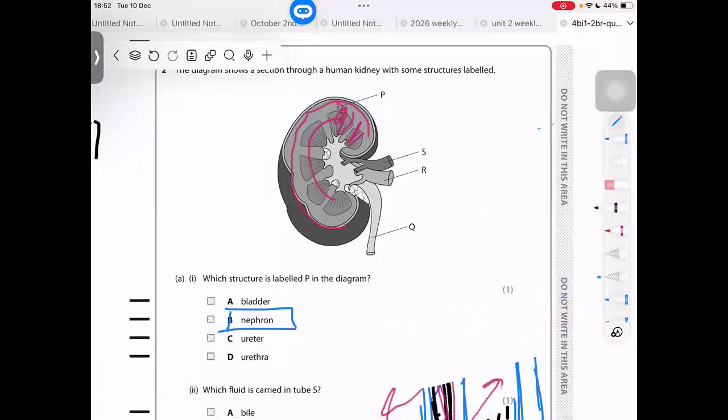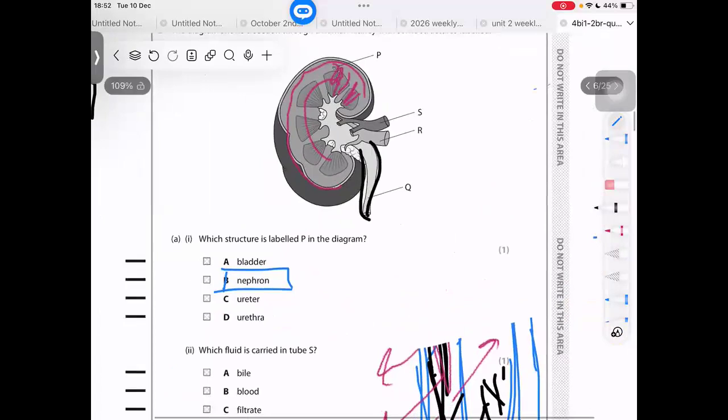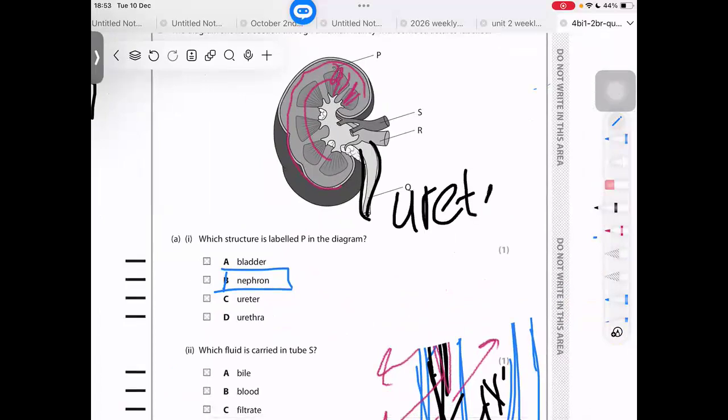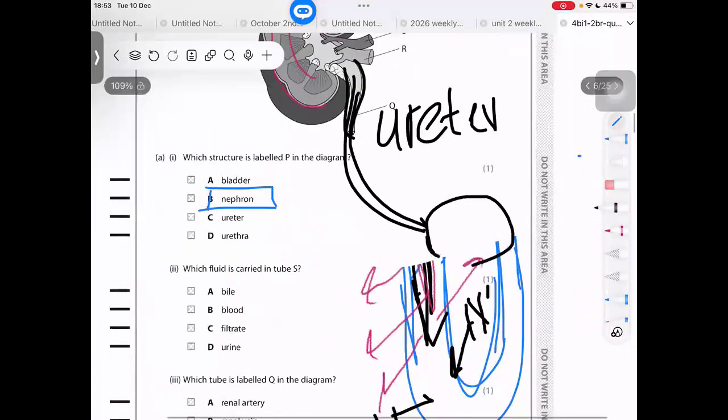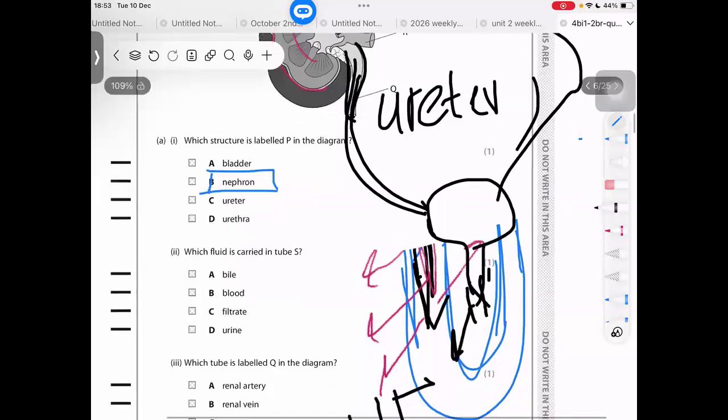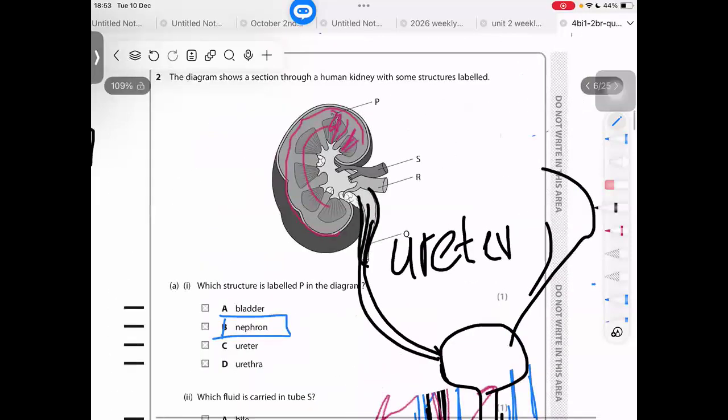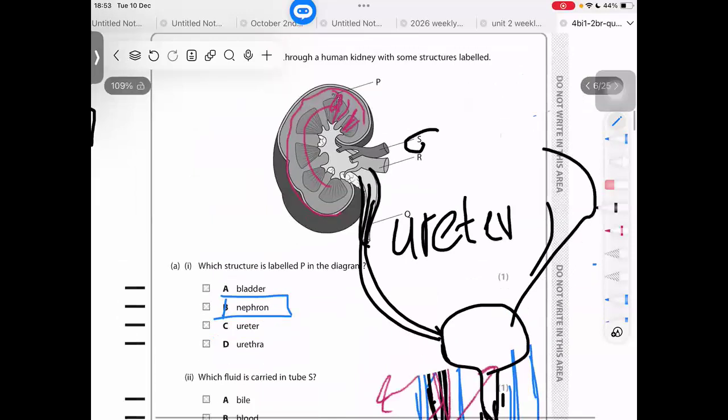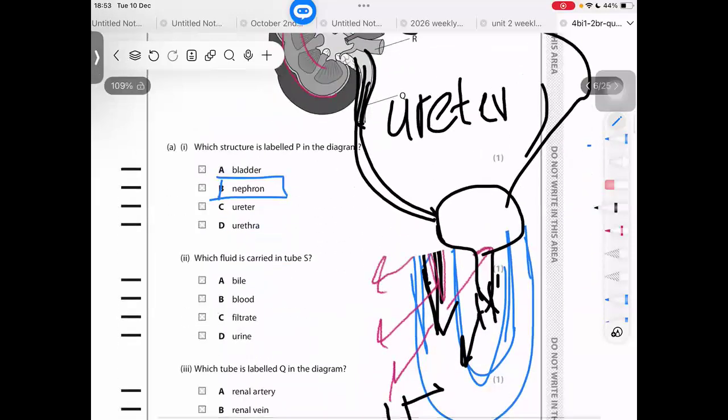And this is not the urethra, the ureter, right? The ureter carries the urine from the kidney to the bladder like this. So here they're asking in S1, which fluid is carried in the tube S?